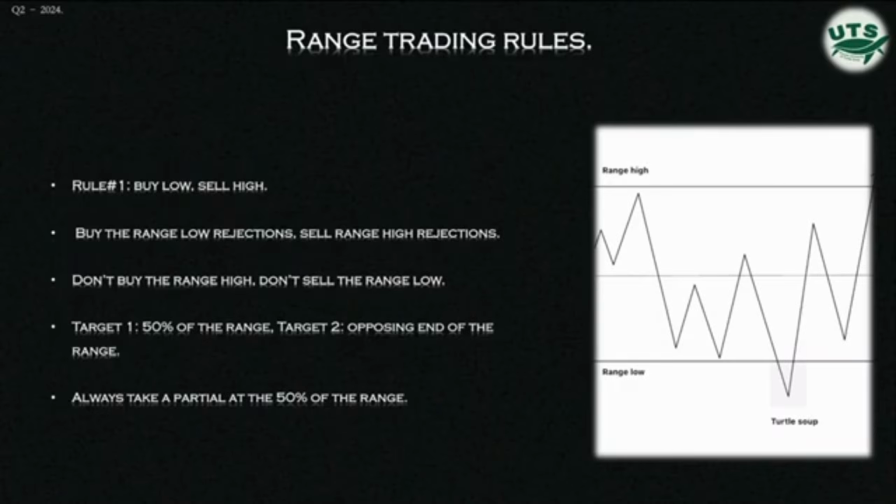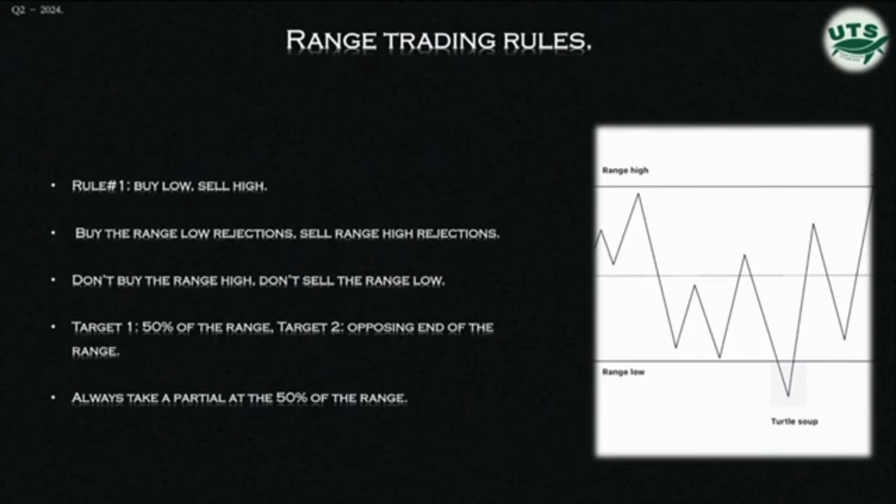In this case, rule number one of range trading is buy low and sell high. Buy the range low rejections, sell the range high rejections. Don't buy the range low, don't buy the range high, and don't sell the range low. Right? So when you see a range, you never buy the low. You never sell the low, and you never buy the high. Right? And you try and buy the low or near the low, and you try and sell at the high or a rejection of the high, especially if it's the first move.